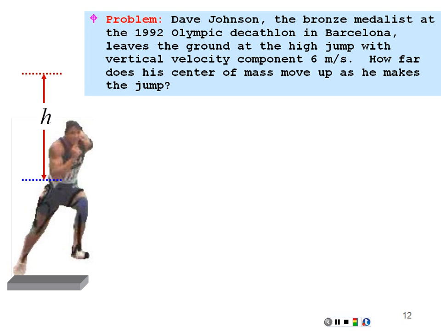He's taking off from the ground with a velocity component of 6 meters per second. We want to see how high his center of mass goes. So we're going to select our lowest point as where his center of mass starts when he's on the ground. And that's going to be our point A. And then his highest point is going to be point B. He's going to go as high as he can go, and then he's going to go no further. So we're going to compare these 2 points and feel the energy at A and feel the energy at B.